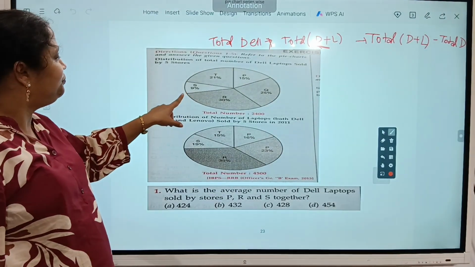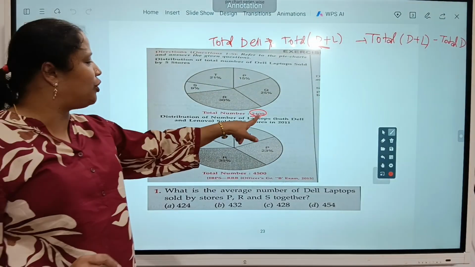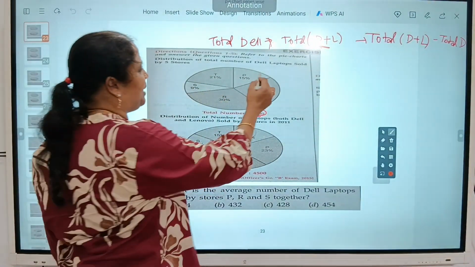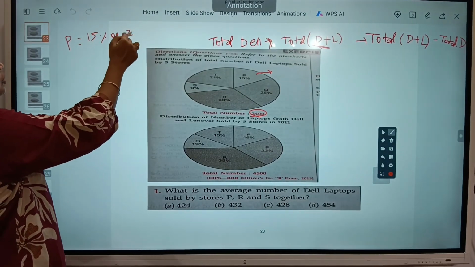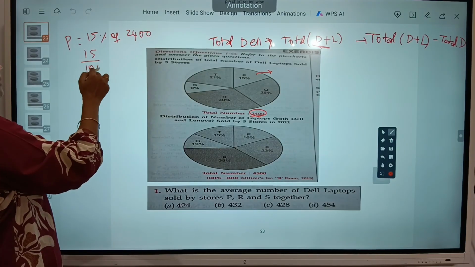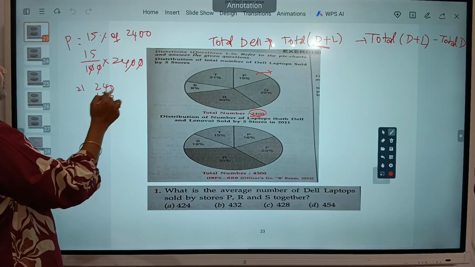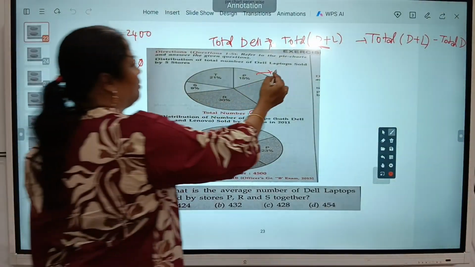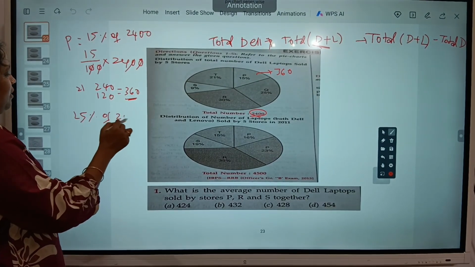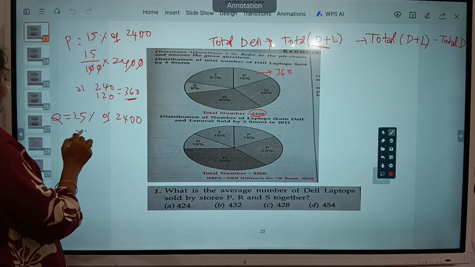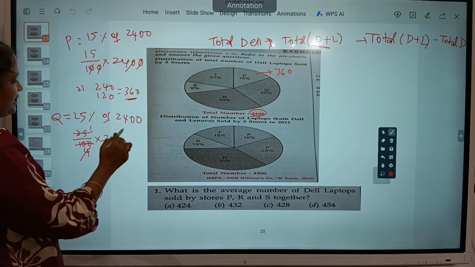So first we will do the calculation. How many Dell laptops are there? Dell laptops are 2400. So for P, it is 15% of 2400. Again the same formula: 15 by 100 into 2400. 240 plus 120, 360. Okay, 360. Then 25% of 2400: 25 by 100 means nothing but 1 by 4 into 2400. Means it is directly 600.